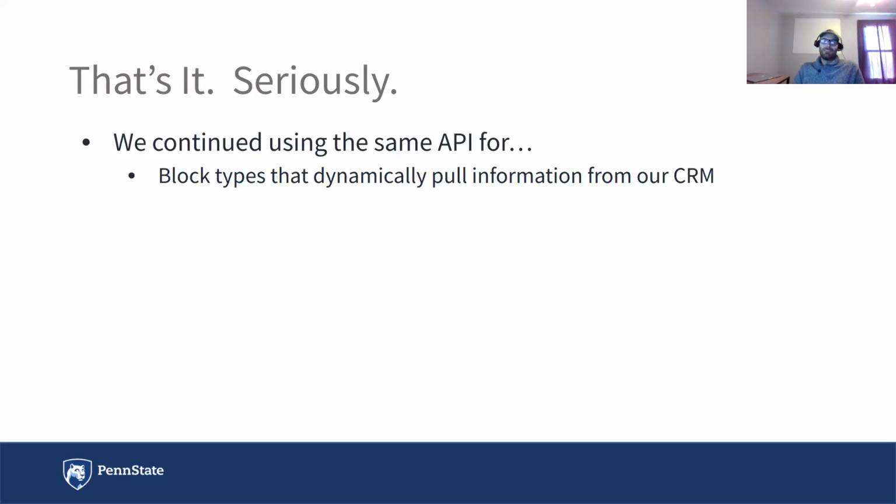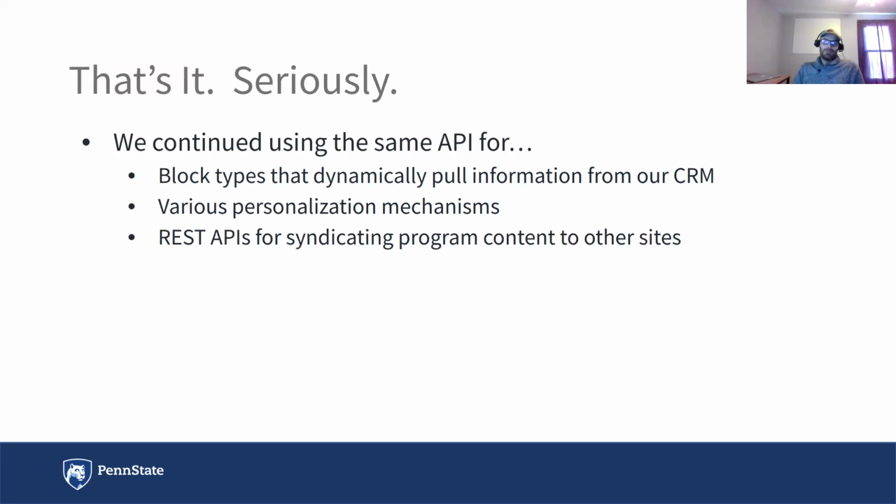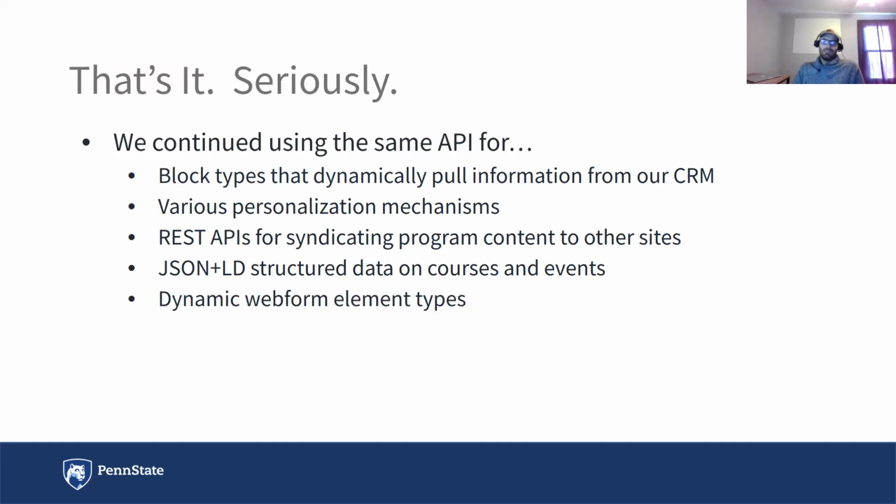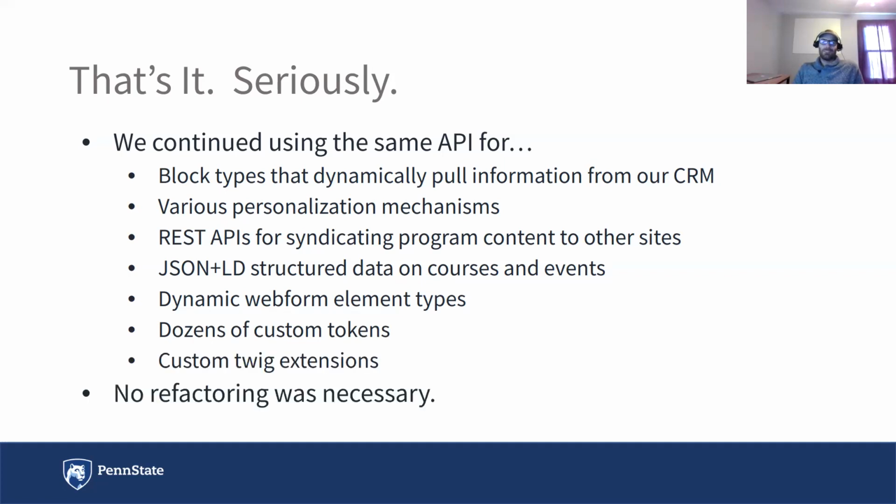We're using the same API for block types, personalization mechanisms we have set up, REST APIs, custom JSON LD structures for courses and program events. We have this integrated with certain web form element types to make our web forms a little bit more customized to the program that they're appearing on. So many custom tokens. We have Twig extensions that are using this. And we didn't have to refactor any of these places, which was awesome.